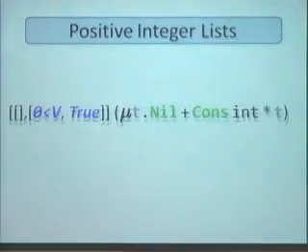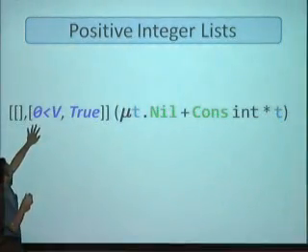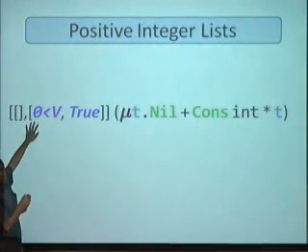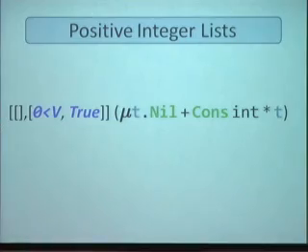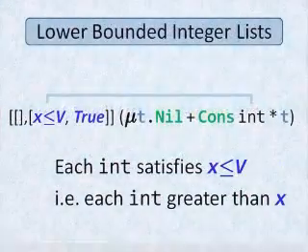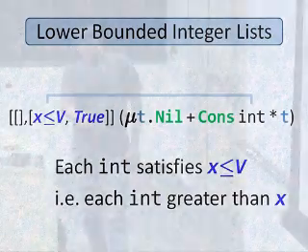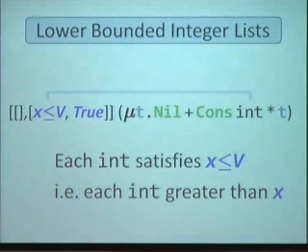Okay, so let's look at some examples. Positive integer lists. I don't say anything about the tail, but each of these heads is greater than 0. Nothing very exciting. Each int satisfies value greater than 0, so they're all positive. What about this? Value greater than x. True. This means each int is greater than x, so it's a list of integers, each of which is greater than some program variable x.